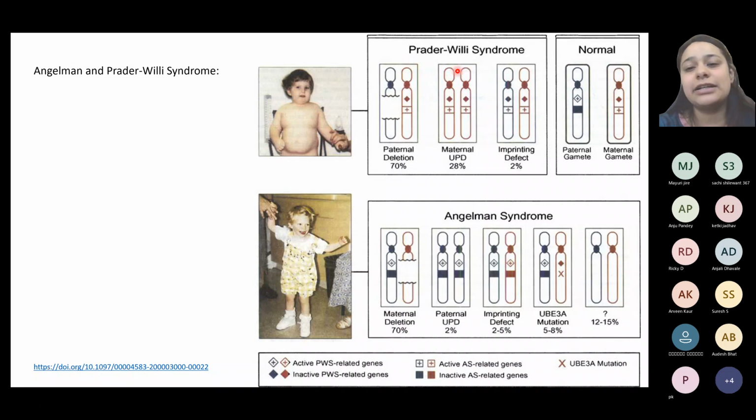Prader-Willi syndrome, we had studied it in case of maternal uniparental disomy, right? If there is maternal uniparental disomy, it is likely that a child with this maternal uniparental disomy is going to get Prader-Willi syndrome, right? Or if there's paternal uniparental disomy, again, it is likely that the child suffering from it is going to get Angelman syndrome, right? But the chances are also listed over here. So if there's a paternal deletion of this particular chromosome, which is chromosome 15, both these disorders lie on chromosome 15, Q arm.